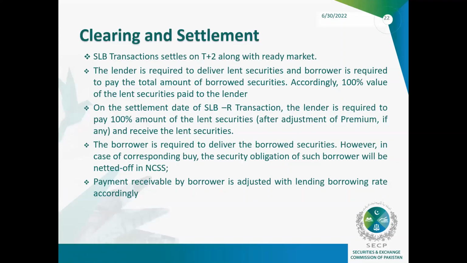Yes, clearing and settlement of SLB transaction are the same. The lender will pay the 100% amount to the borrower, and the borrower will deliver the borrowed securities to the lender. However, after adjusting the payment of premium and other interest or profit, whatever is applicable, should be deducted from that amount and the rest paid off. So the transaction is concluded between the borrower and lender.